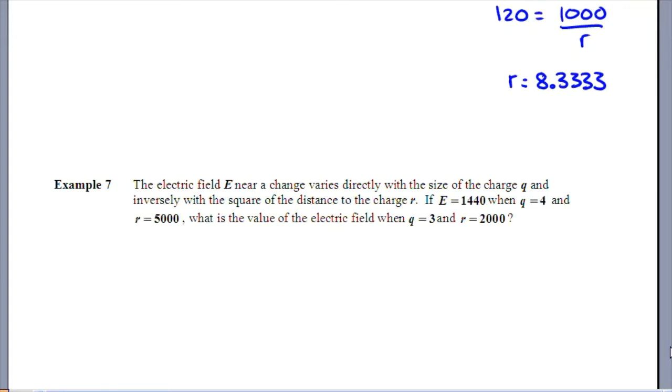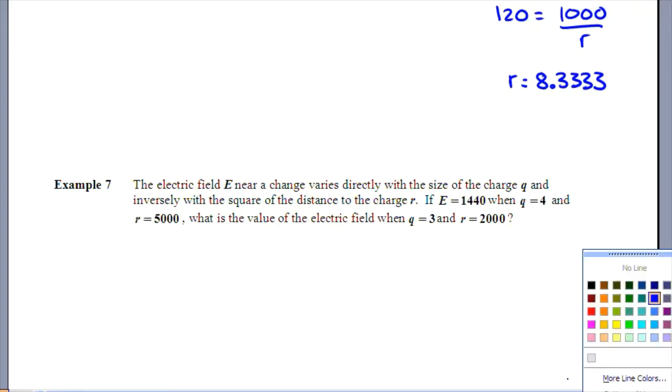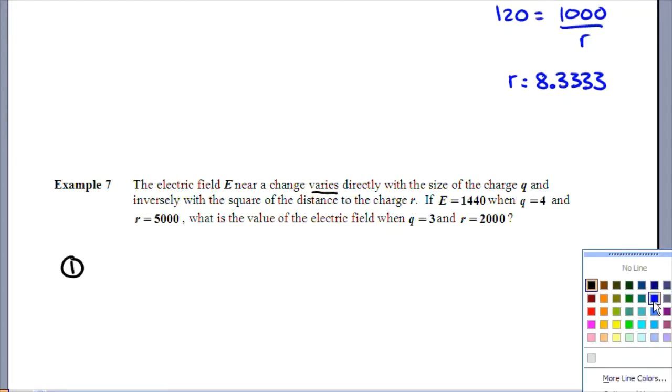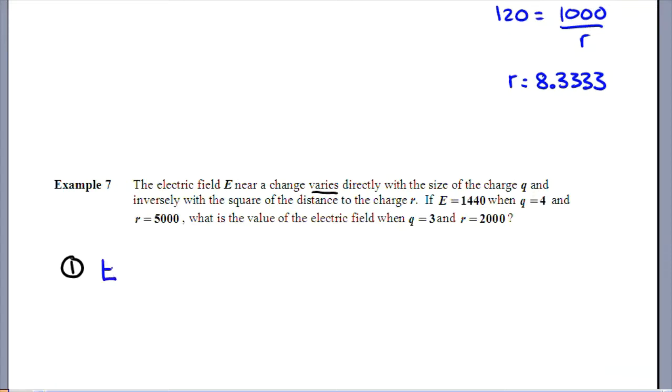But again, you don't need to know anything about physics to do this. In fact, maybe the less you know, the easier it is. The electric field E near a charge varies. So as soon as I see that, I can start writing down my proportionality equation. So electric field varies directly with the size of the charge Q and inversely with the square. Oh, it's got a couple of things going on. No problem. We'll blend it all together.